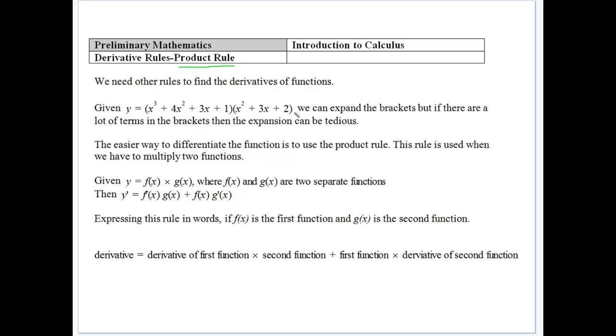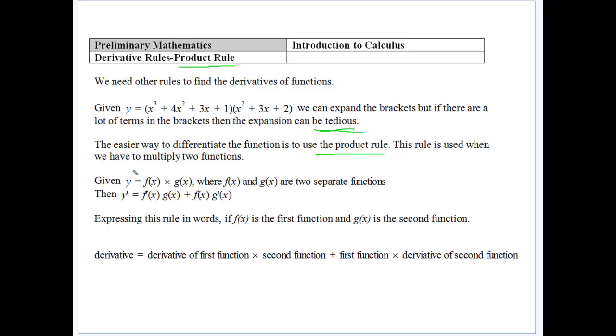So for example, if we look at this one, we can expand these brackets. You can multiply the x squared by the x cubed, x squared by that one, x squared by that one, 1 by that one, then 3x by that one, and so on, and then the 2 by everything in that term. But there are lots of terms in the brackets, so it becomes what we call tedious. That's really nasty and painful. There's a much easier way to differentiate those functions, and that's what we call using the product rule.